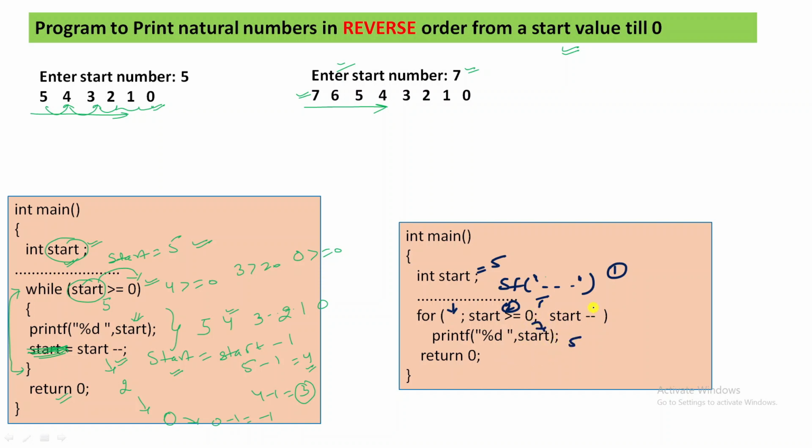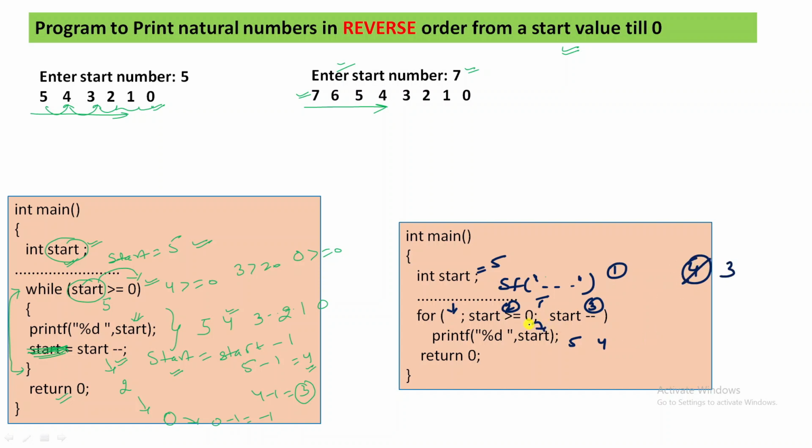Now next time you will decrement this, start minus minus, that is start minus 1, which will make this 5 as 4. So my new start value is 4. Now you will again test the condition: 4 is greater than 0, yes. So you will come here and print 4. Same way you will decrement, so start will become 3, from 4 to 3.